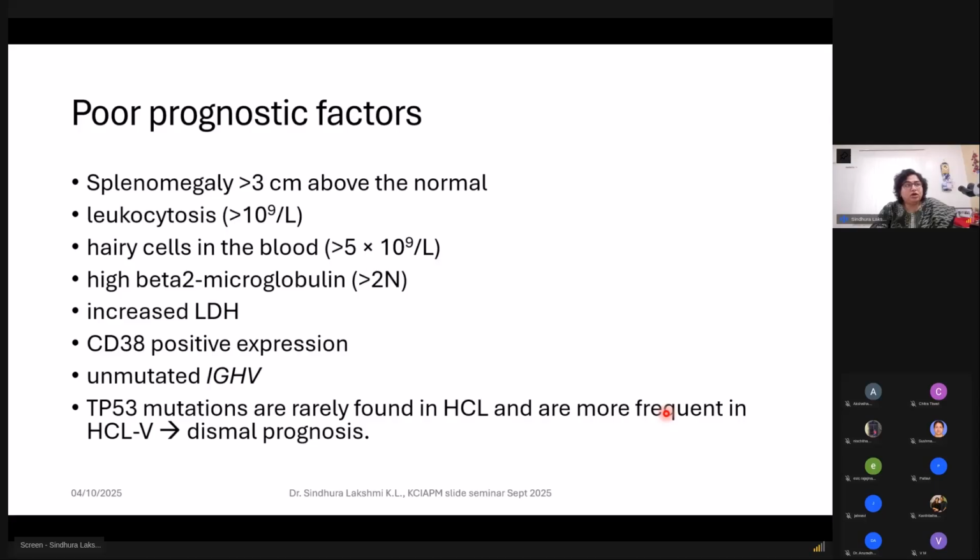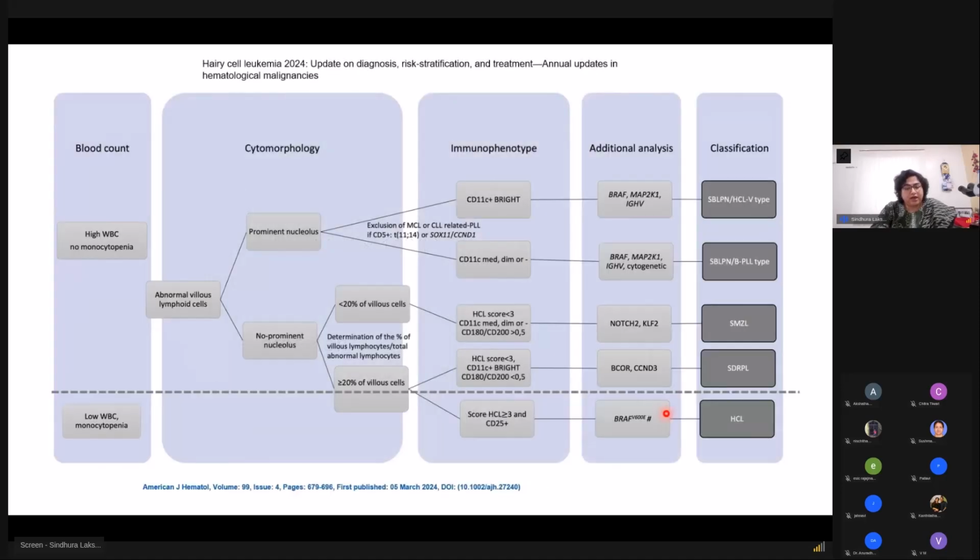Along with that, unmutated IGHV also portends poor prognosis. TP53 mutations are rarely found in HCL, but if it is there, it carries dismal prognosis. TP53 mutations are generally seen in HCL variant. Now, this is the diagnostic algorithm one must follow.